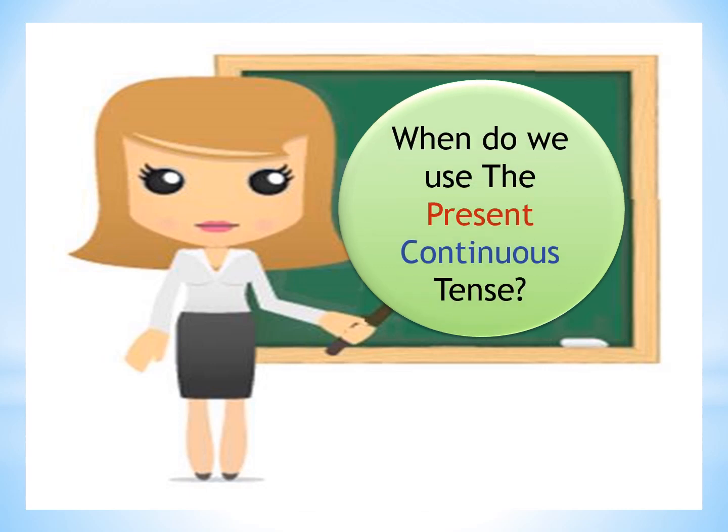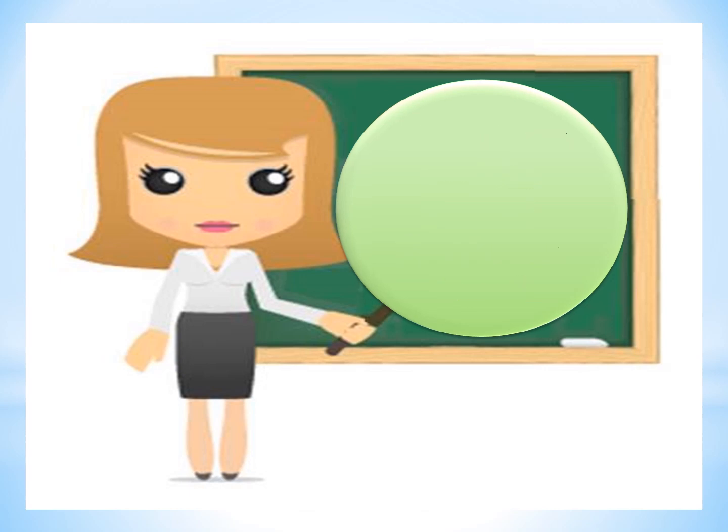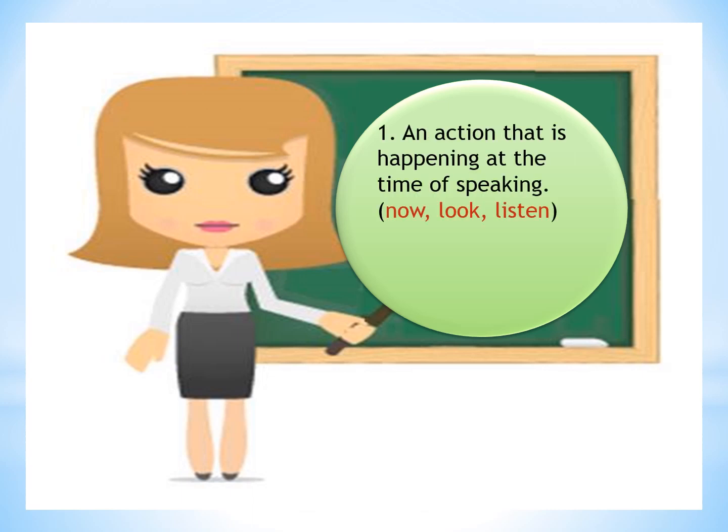When do we use the present continuous tense? This is very important. We use the present continuous tense in 3 cases. The first one is when we are describing an action that is happening at the time of speaking. The words that can describe such an action are now, look, and listen.